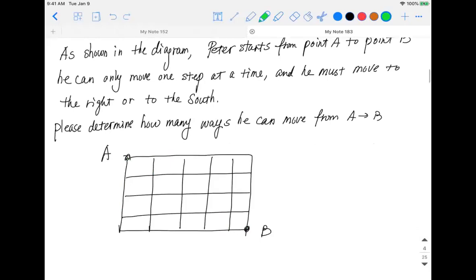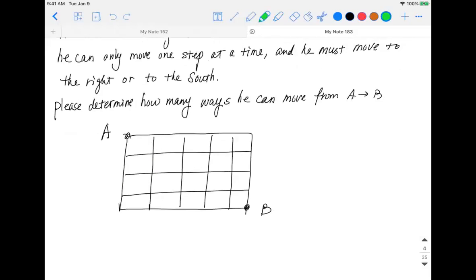Think about it. In order to go from A all the way to B, Peter has to go through either, let's say this is point 1, this is point 2, right? From point 1, he can go south in order to reach B. From point 2, he can go right in order to go to B, right? So there's no way for Peter to go from this one to B, because he can only go to the right or to the south.